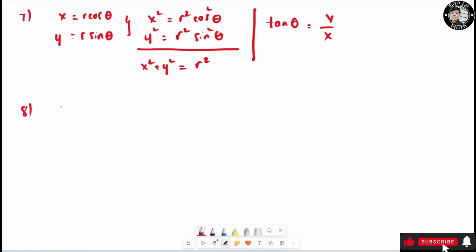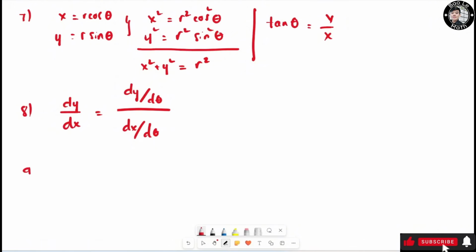Number 8, we're going to talk about dy over dx equals dy over d theta divided by dx over d theta. Basically, you just divide the top and bottom by d theta.